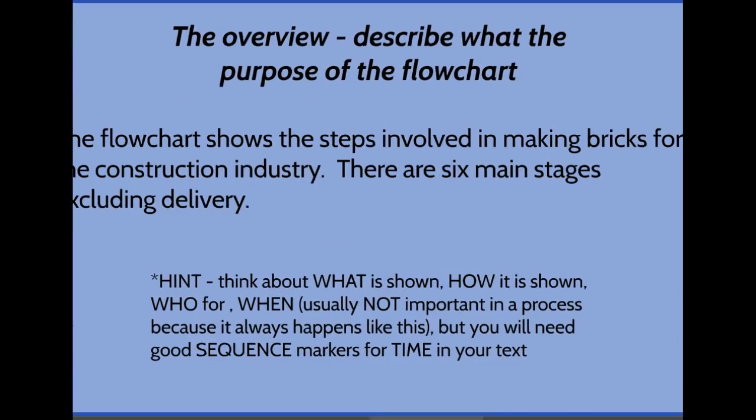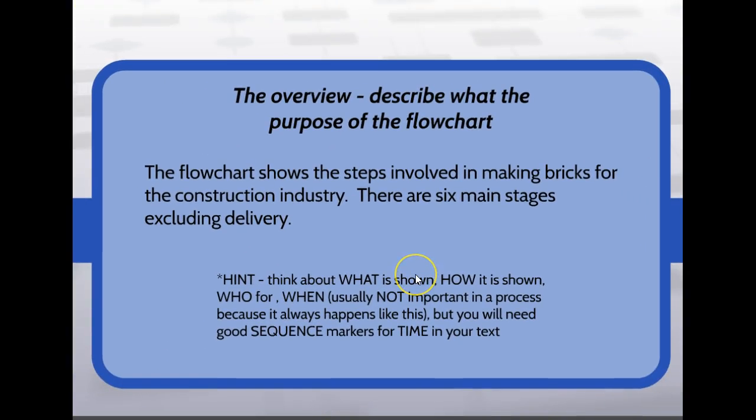Alright, here is the overview. The flowchart shows the steps involved in making bricks for the construction industry. There are 6 main stages excluding delivery. Keep it simple, tell the purpose, and think about your WH words. What is shown? Is who important? Is when important? These words will just help you stay on track, but you don't have to cover them all.